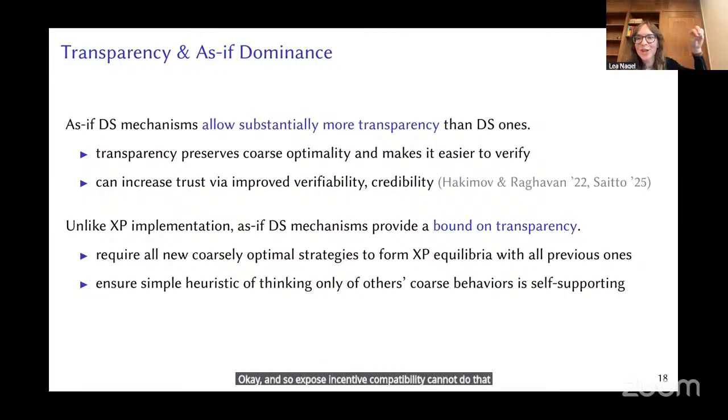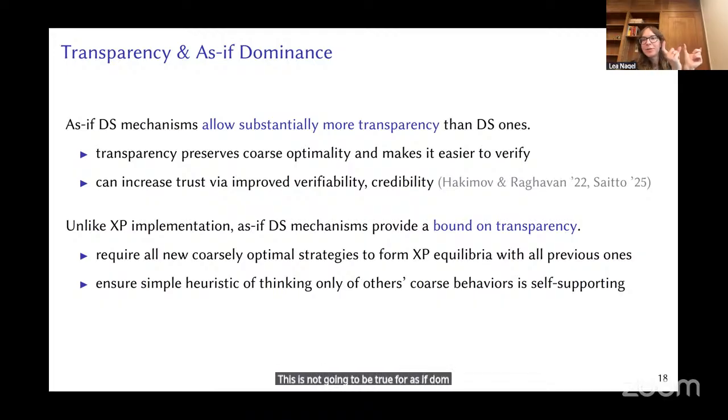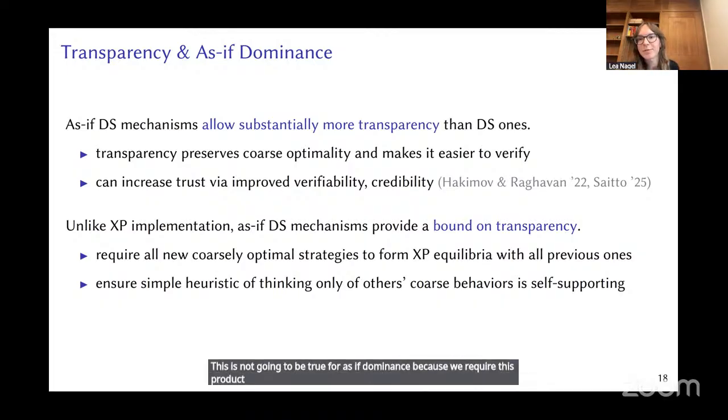Because of course, once you conjecture an equilibrium strategy profile, it doesn't matter what the information partition is, it's going to remain in equilibrium. This is not going to be true for as-if dominance, because we require this product set structure of the exposed equilibrium.